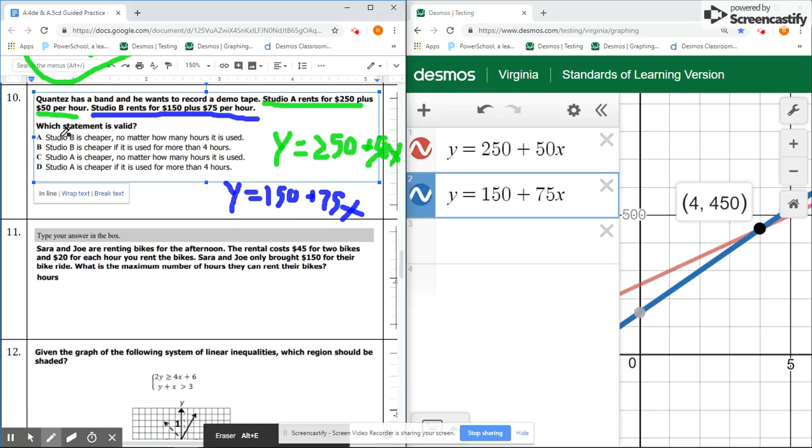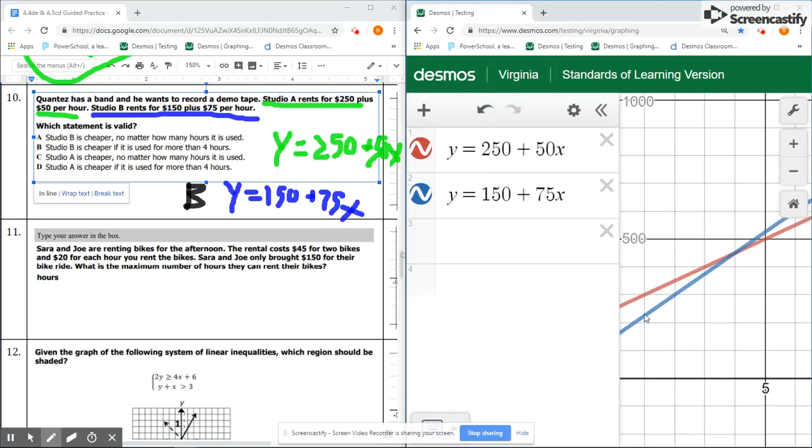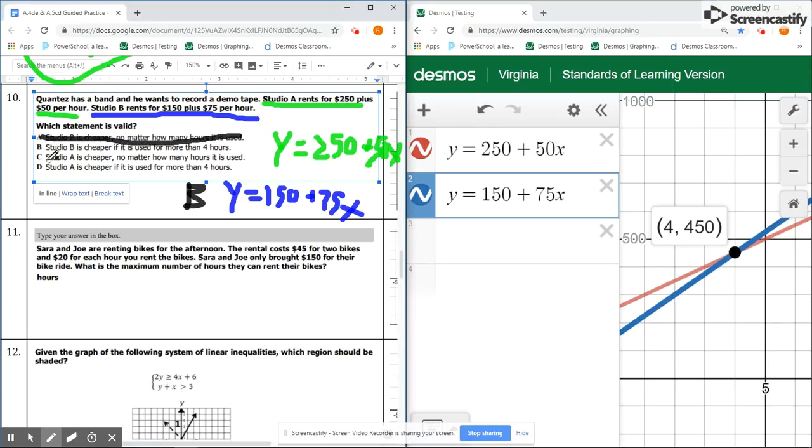So statement A, Studio B is cheaper no matter what or how many hours it is used. So Studio B was the blue line. So is the blue cheaper no matter how much it's used? Well, that's not quite true because once we pass 4 hours, the blue starts to become more expensive. That's not true. Okay, B, Studio B is cheaper if it is used for more than 4 hours. So here's Studio B, the blue line, that is cheaper, but not if it's used for more than 4 hours. It's actually more expensive if it's greater than 4 hours.